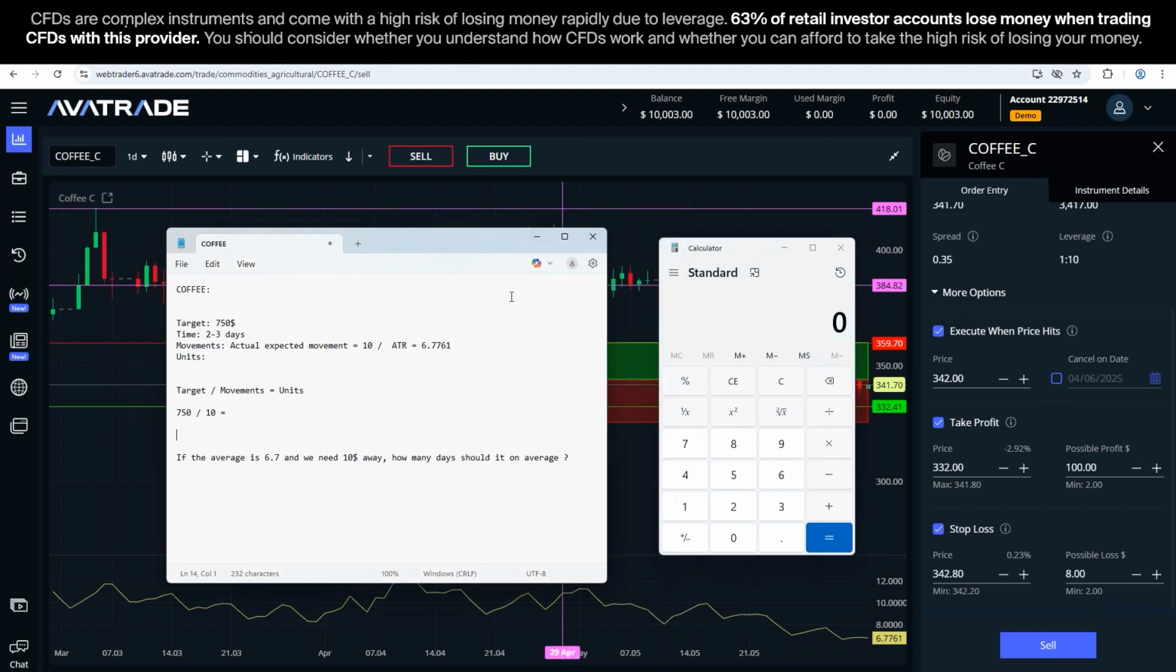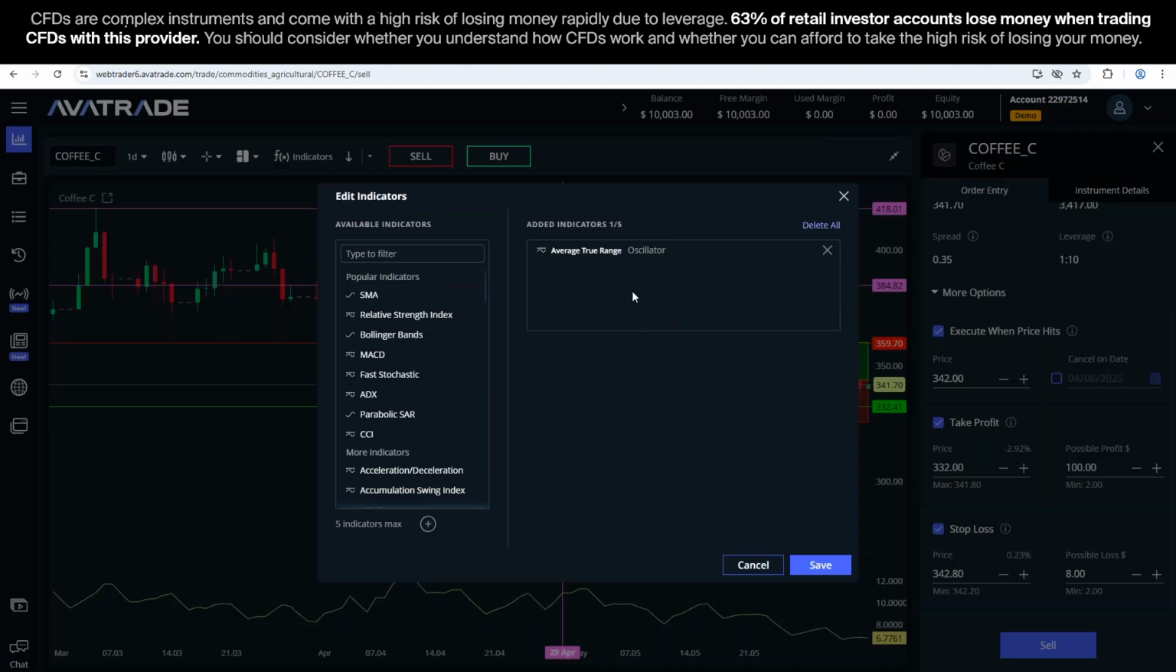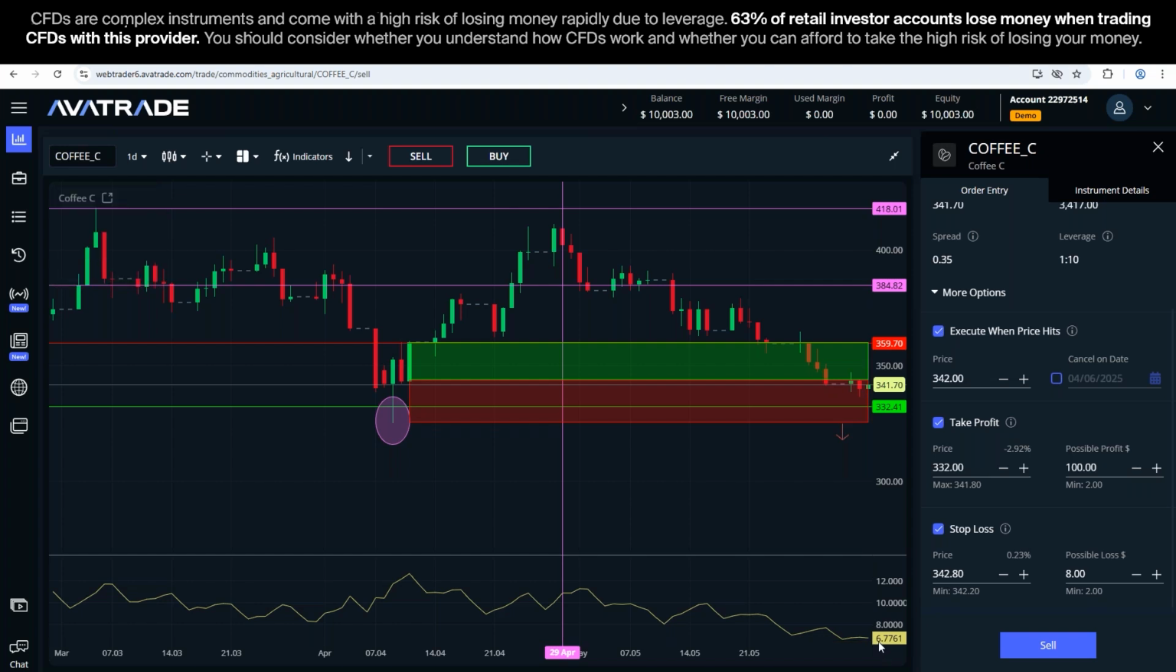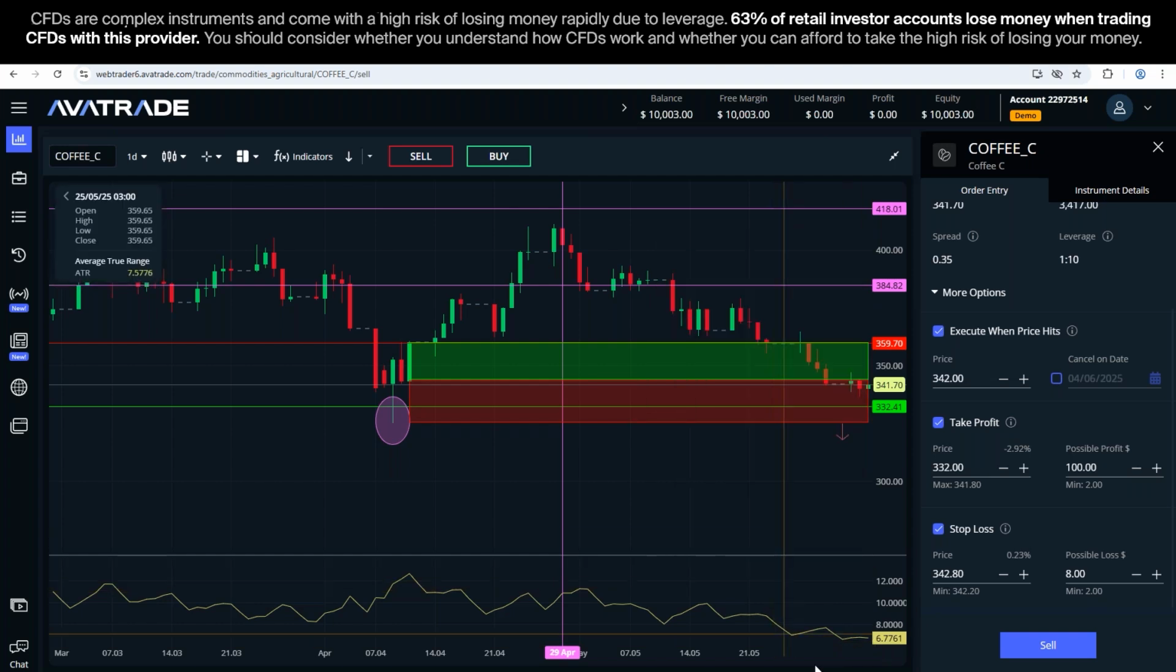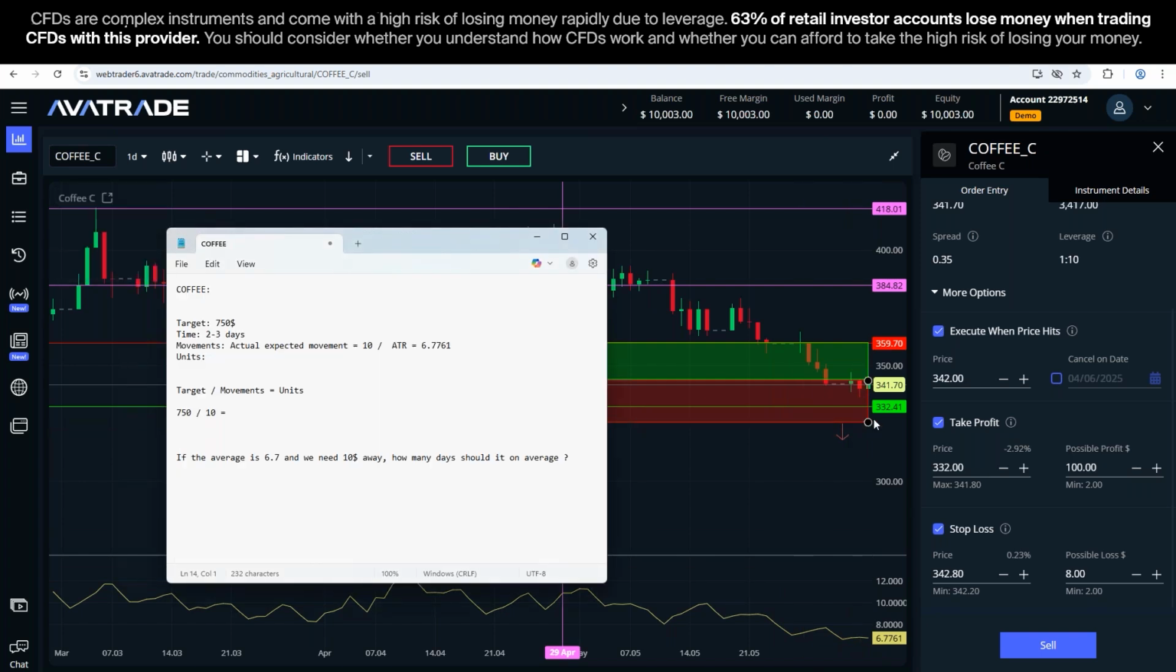The ATR is not something we need to calculate. The ATR is something we have applied to ask for the average from the chart. I clicked on indicators, I selected the average true range, and I decided how far back, how many candles we want to analyze. In this case, 14 was the default, and that gave us an average of 6.77 per day for coffee.